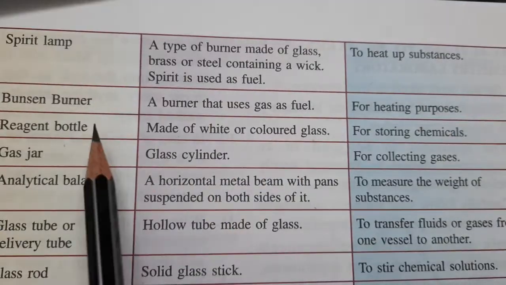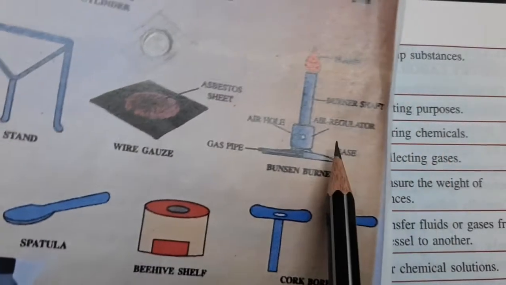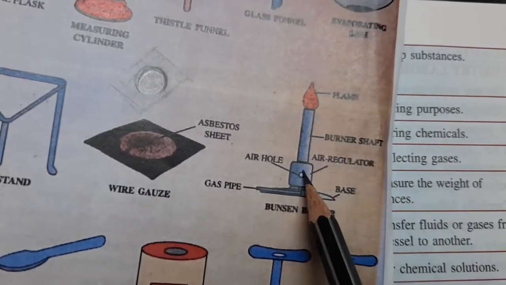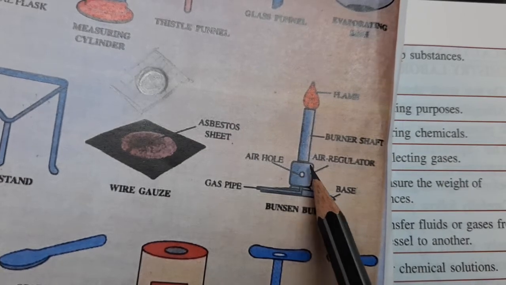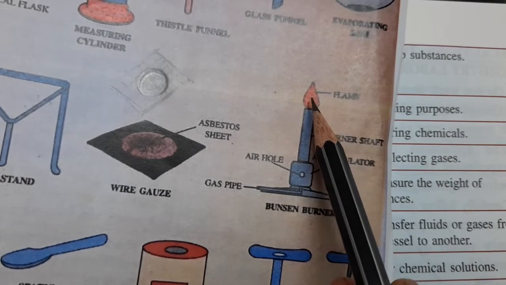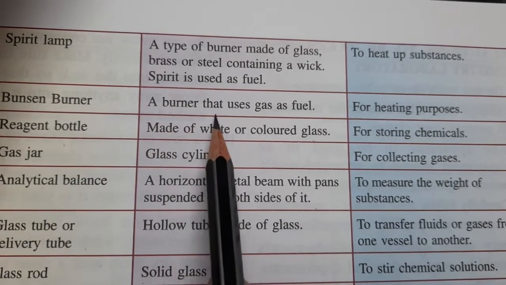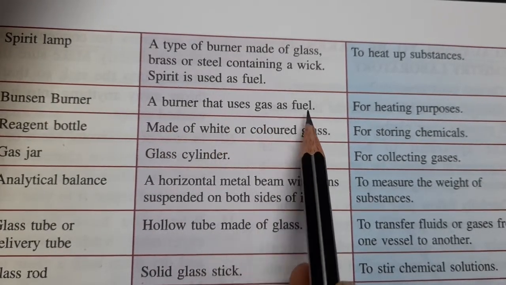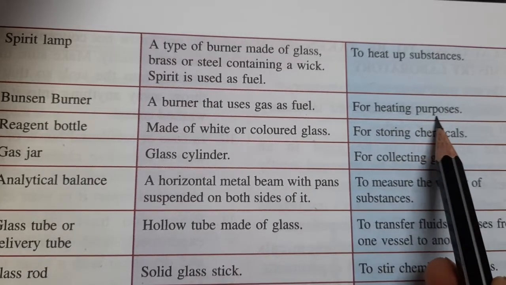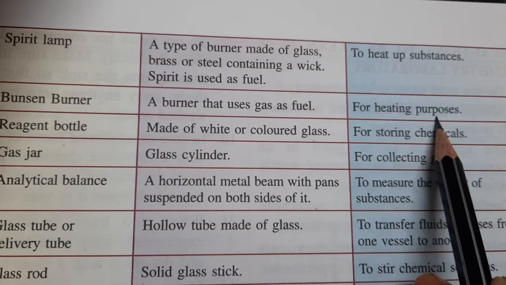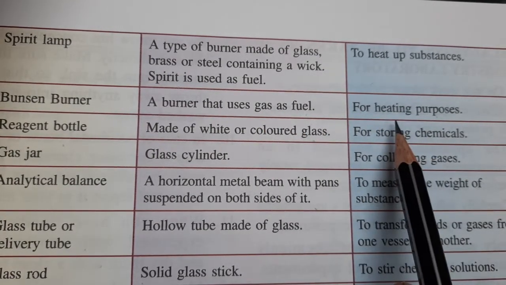Okay, now next one, the Bunsen burner. As I explained, this is the Bunsen burner. From here the gas is put inside, and through that we are able to light the gas. So the Bunsen burner uses gas as a fuel for heating purposes, for heating any chemical substance, and for doing chemical reactions in the presence of heat. So we are using this Bunsen burner.